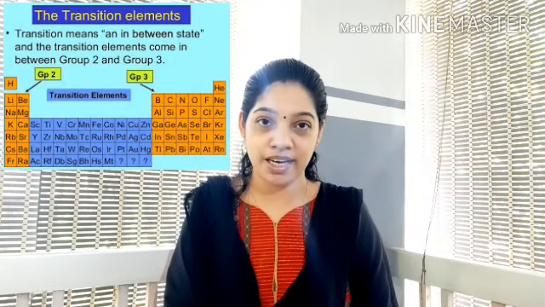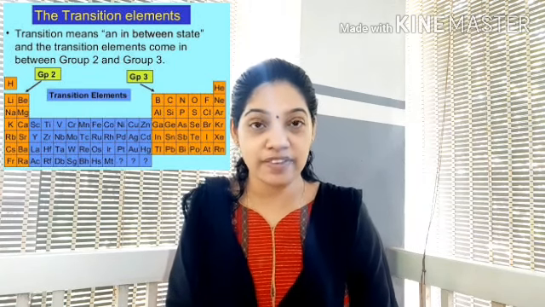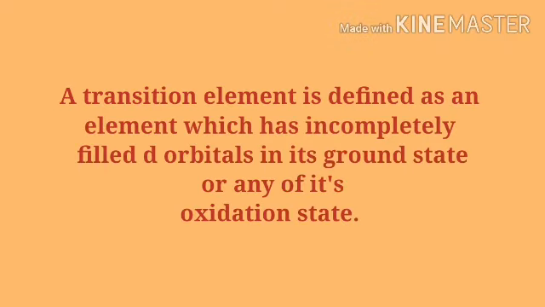So we are going to study the chemical properties of these transition elements one by one. How can you define a transition element? A transition element is defined as an element which has incompletely filled d orbitals in its ground state or in any of its oxidation states. Even if they are in the ionic state, they should have an incompletely filled d orbital. Those elements we call transition elements.